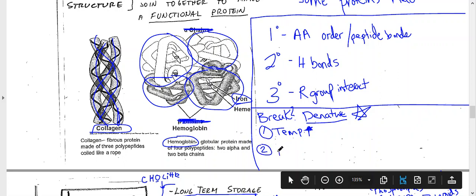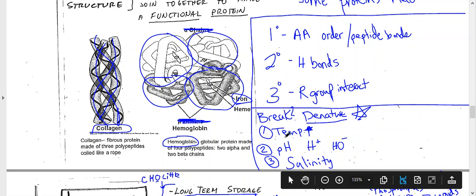The second one I have is pH. The concentration of hydrogens or hydroxide ions. I'll do the H first, OH. The third is salinity. This is probably the least known of the three. Salinity. The mechanism for salinity is a little funky, so don't worry about the mechanism behind it.